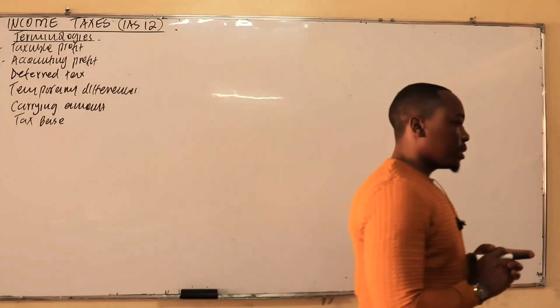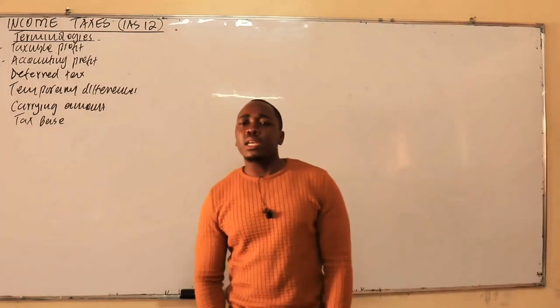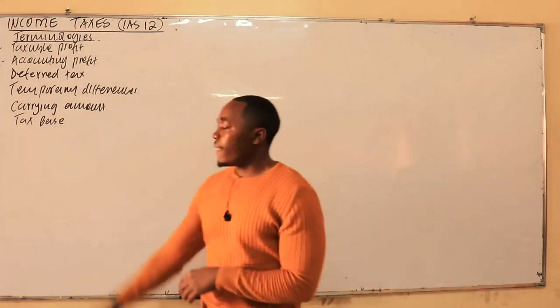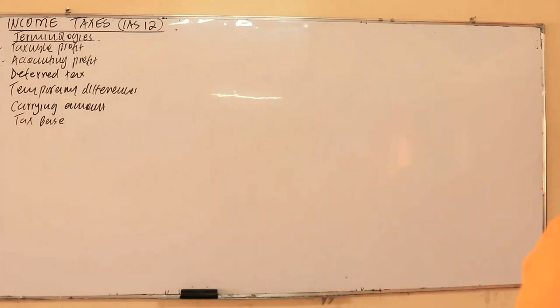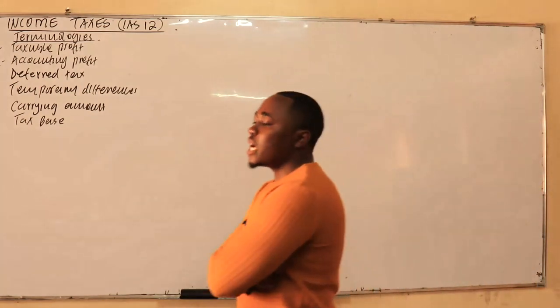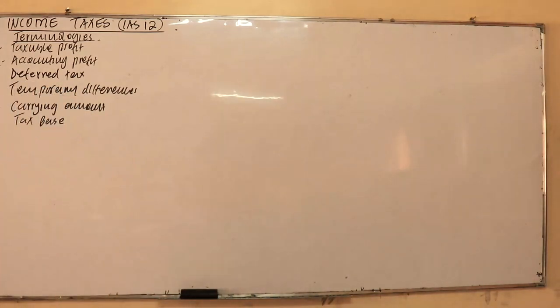Let's define current amount. What's current amount? Current amount means it's like net book value, the amount shown in the financial statement, right? This is the amount of an item shown in the financial statement.